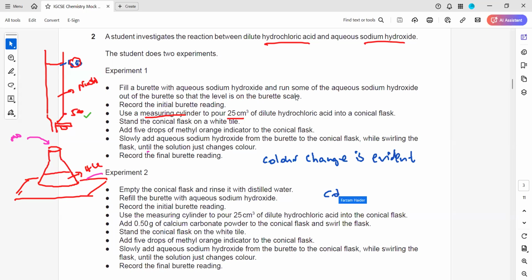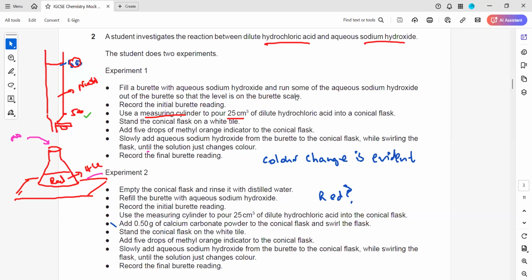What is the original color of methyl orange? Colorless is for phenolphthalein in acidic. So the original color, orange? No, red. It's red actually; orange is for methyl orange when the solution is neutral. So it's not orange, it is red because it is acid. In acid, methyl orange is red. In alkaline, the methyl orange is yellow. And in neutral solution, it will be orange.